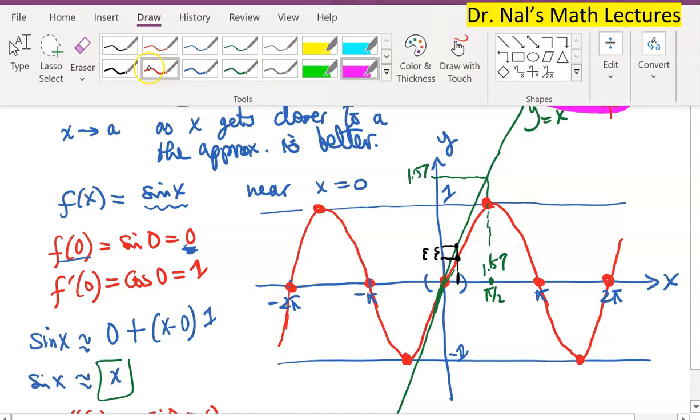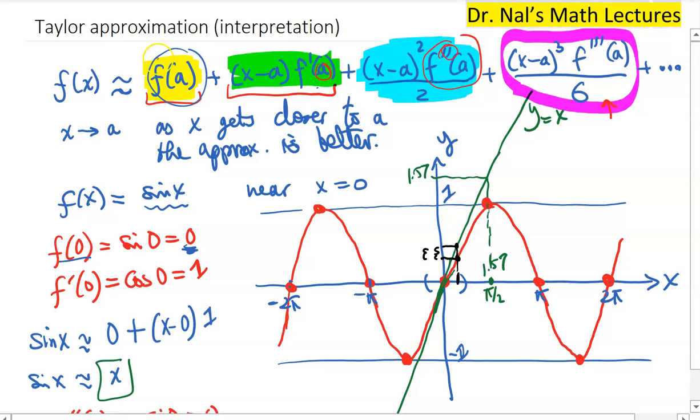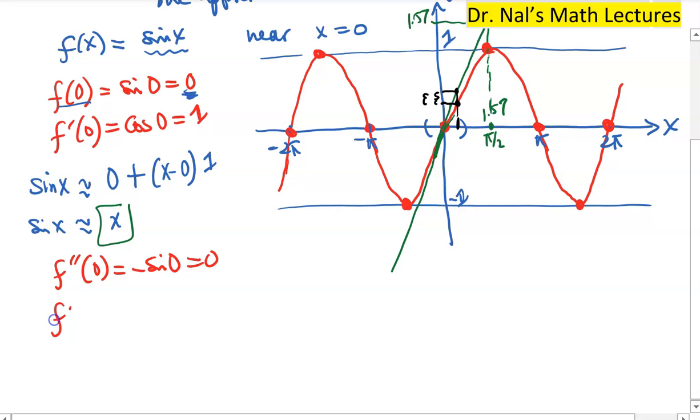All right, for that we need the third derivative of sine of x. Remember, the first derivative of sine of x was cosine of x. The second derivative was minus sine of x, and the third derivative will be minus cosine of x. Evaluated at 0, minus cosine of 0 is just, sorry, minus 1, I should say.